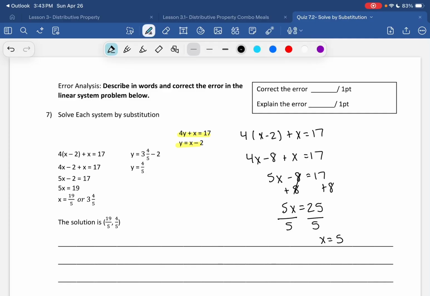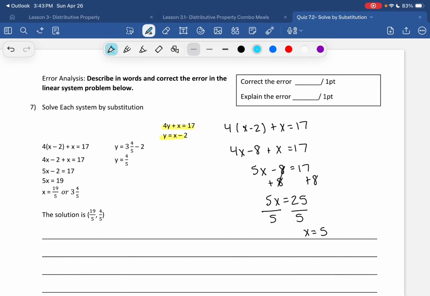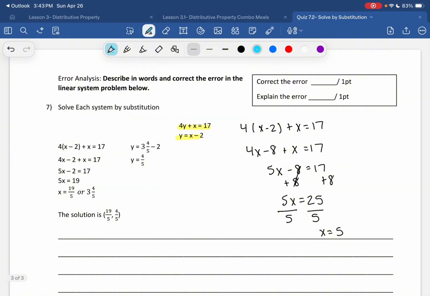And then let's finish this out. So we're going to plug in 5 for x. So now we have y equals 5 minus 2. y is 3. So the correct answer is 5, 3. And then you would explain their reasoning is because they did not distribute 4 to all the terms inside the parenthesis.